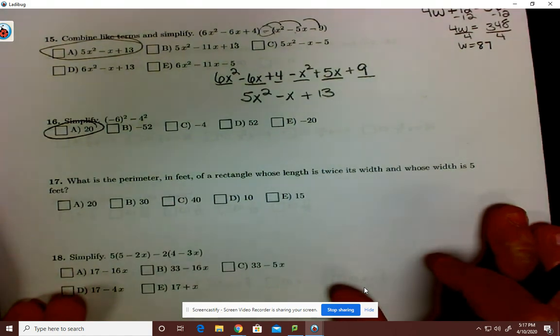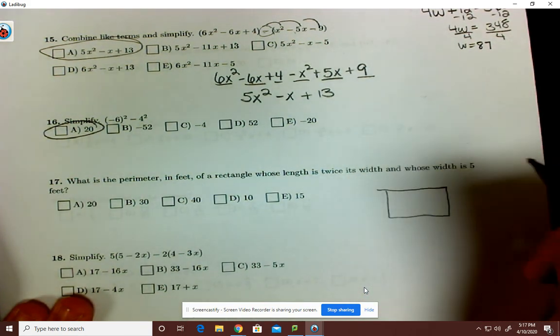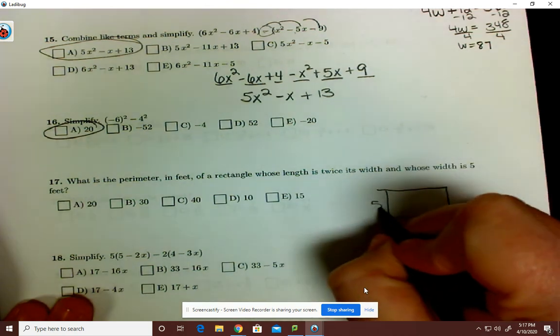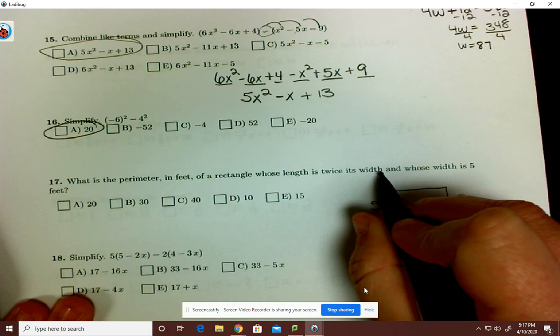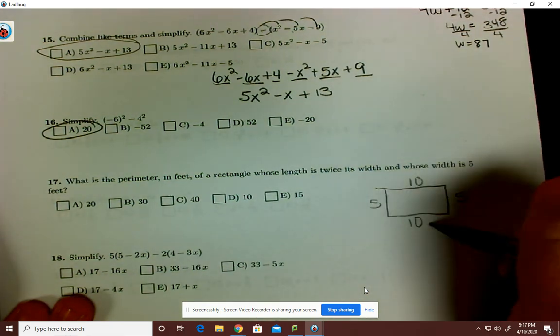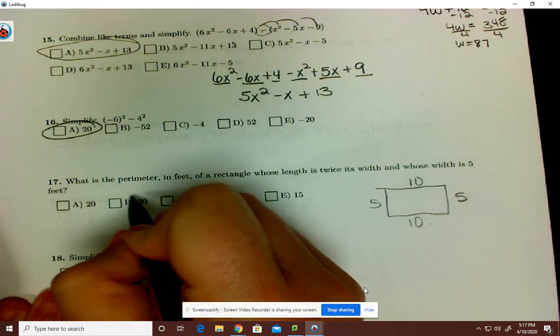17, what is the perimeter? That's the distance around of a rectangle whose length is twice its width and whose width is 5. So if the width is 5 and the length is twice that, then that would make it 10. Add up all four sides, 10 plus 10 plus 5 plus 5, and that should give you 30.